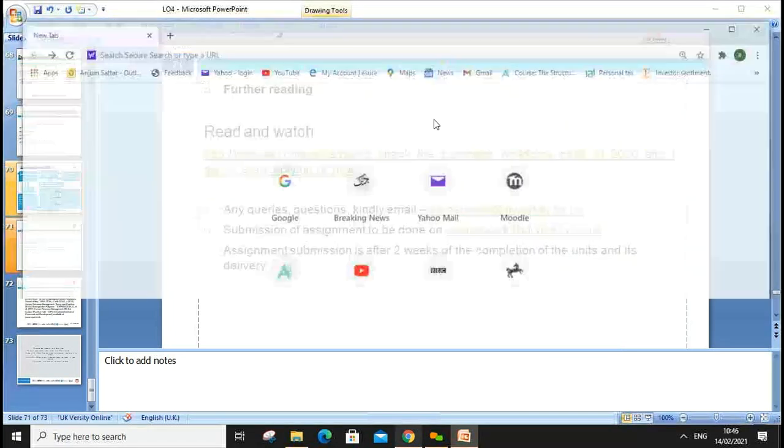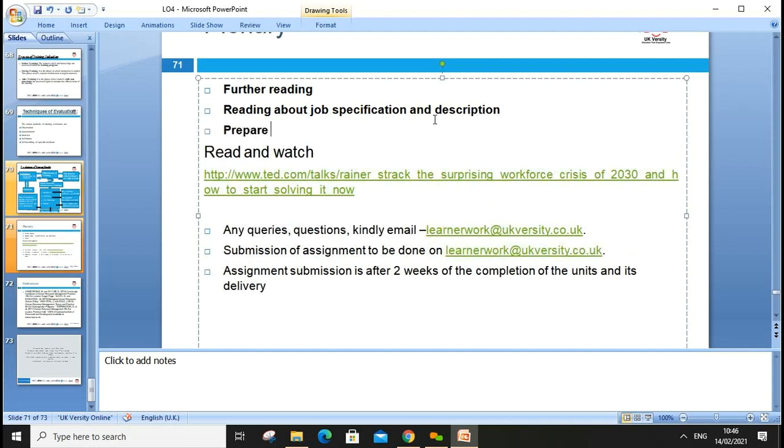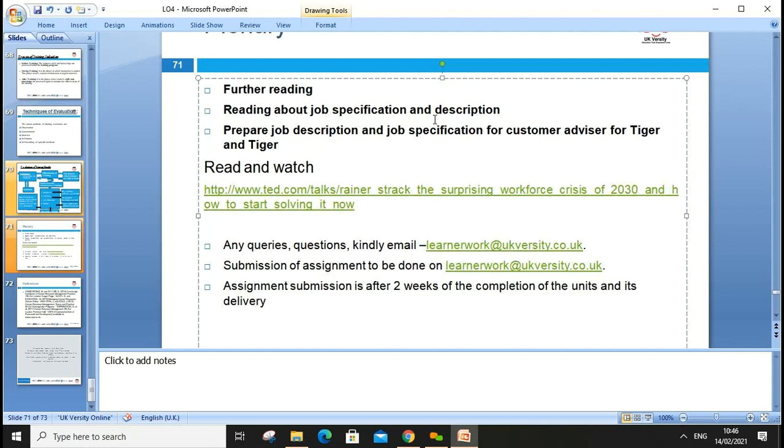Okay, this is all about the training evaluation process. So today what you need to do: prepare by reading about job specification and job description, and prepare a job description and job specification for a customer advisor.